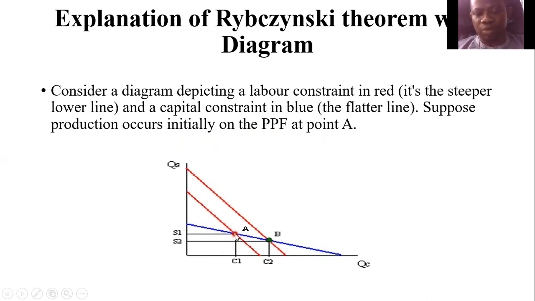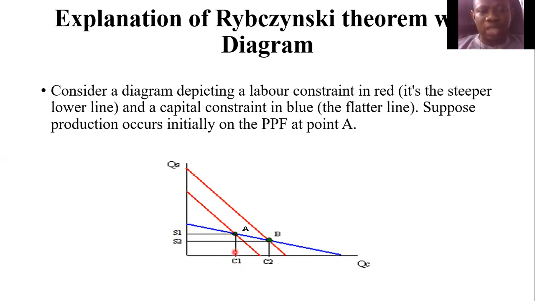The two meet at point A initially, and the production of X1 of commodity X and C1 of commodity C is produced. At that point, we actually experience a balance, an equilibrium at that position.